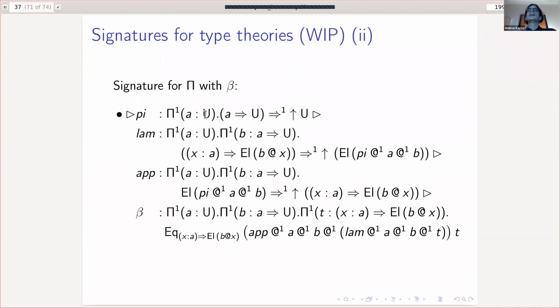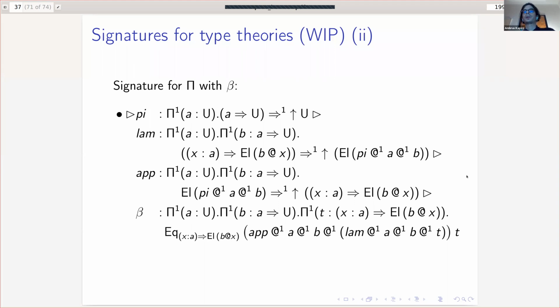So here pi is: for any type, and a type over that type, I get a new type, a type which can refer to that type. That's how we interpret this. And then for lambda, for any type A, and the type B over that type, and then for any term of the second type, I get a term of the pi type. And then application goes the other way, and with the identity type former I can describe the equalities as well.